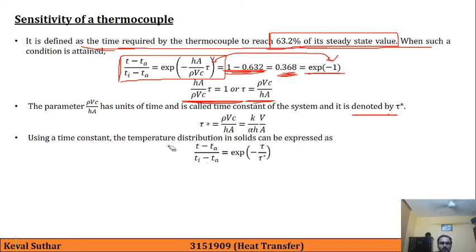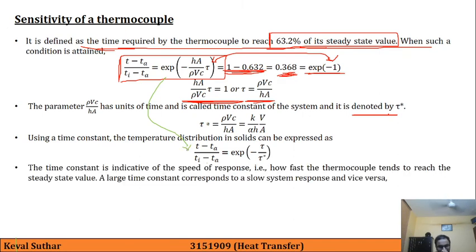And now we can write down this formula with tau star, which is our time constant. Time constant is indicative of speed of response, that is, how fast a thermocouple tends to reach the steady state value. A large time constant corresponds to slow system response and vice versa. Now our objective is to obtain a low value of time constant, which is achieved by decreasing the wire diameter.